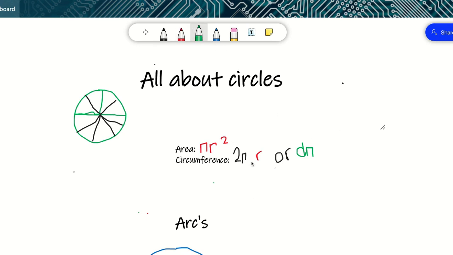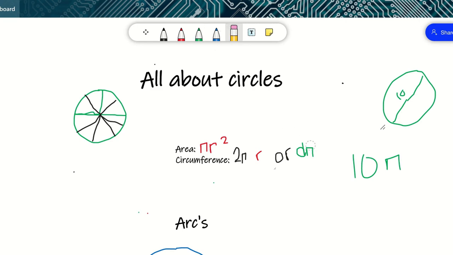Now 2 pi r, or d pi: again, the r stands for the radius, and in d pi, the d stands for the diameter. So we learned earlier that twice the radius is the diameter. So we're just substituting 2r with d here, and we're keeping pi the same. So they're the same thing, essentially. You can use either of them. Let's say we had a circle here with a diameter of 10. Now our circumference would just be 10 pi. It's as easy as that.